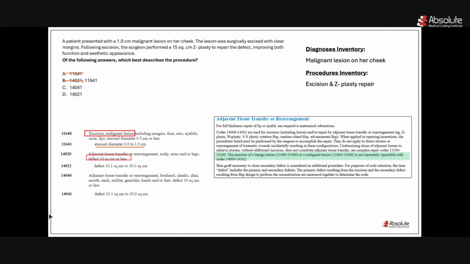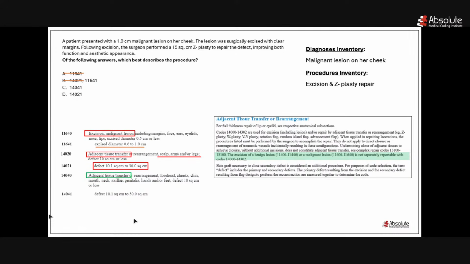Okay, so here is where you have to be forensic. Option D is coding for 14021. That is for adjacent tissue transfer of scalp, arms, or legs, and the defect size would be 0.1 square centimeter to 30 square centimeter. So why is option D incorrect here?